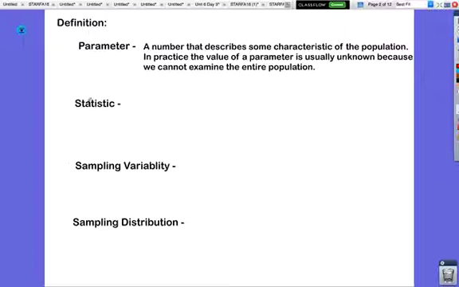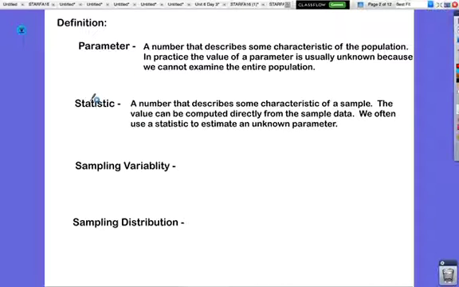The second is statistic. A statistic is a number that describes some characteristic of a sample. It might be helpful to think of statistic as beginning with S, like sample, just like parameter and population both start with P. The value can be computed directly from the sample data. We often use a statistic to estimate an unknown parameter.